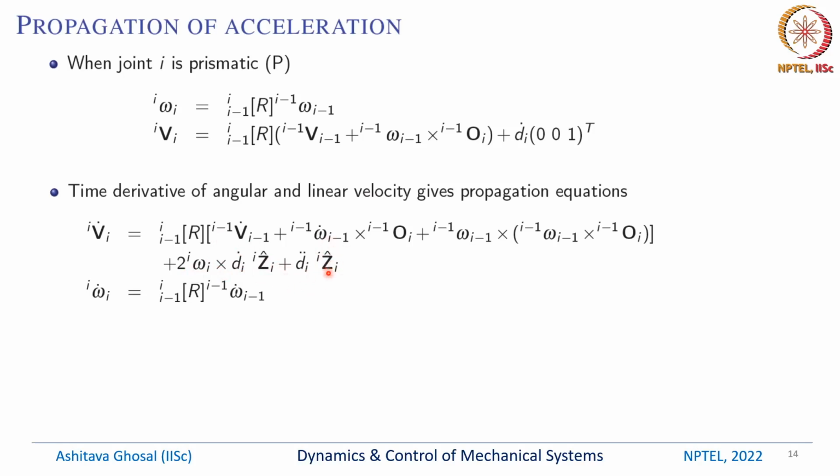Okay, both of these: a relative is along the z-axis, and 2 omega cross will be 2 omega_i cross d_i dot along the z-axis. Plus, of course, we have the other terms, which is the centripetal acceleration term, then alpha times r, and the acceleration of the origin. So when you have two rigid bodies connected by a prismatic joint, we have all the 5 terms which are seen in the acceleration of a rigid body in 3D space.